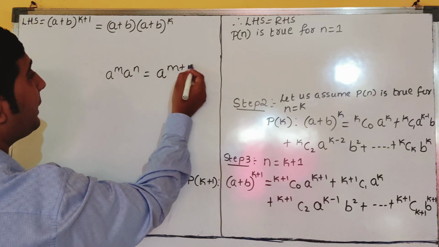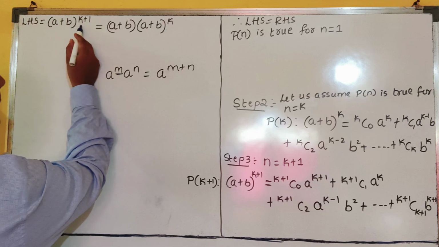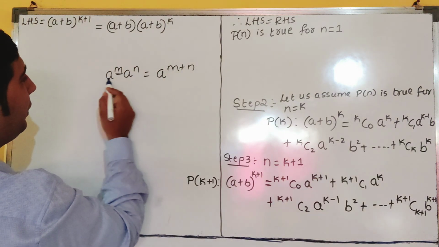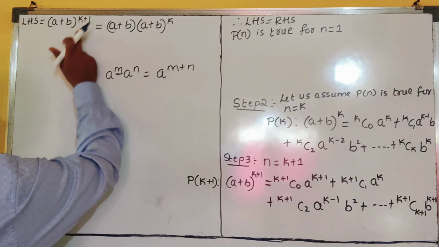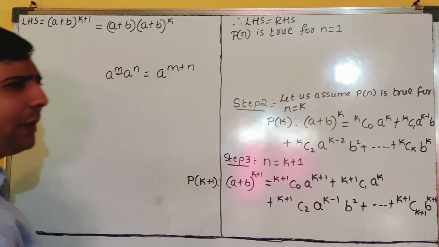a raised to m plus n. m is 1, I will take up. n is k, I have written. a raised to, this is m plus n. You think m is here, n is 1. 1 if you write or you may not write.